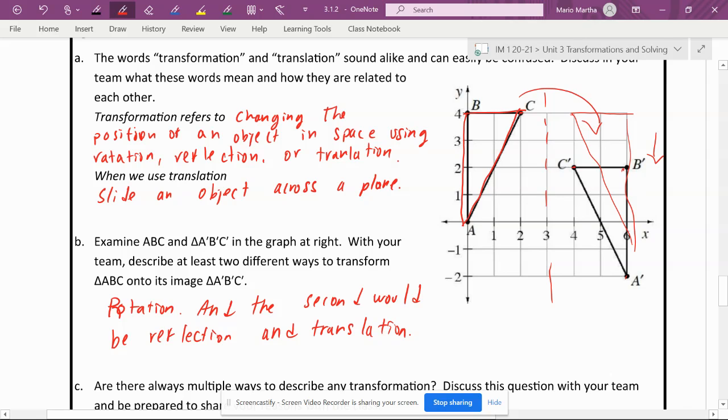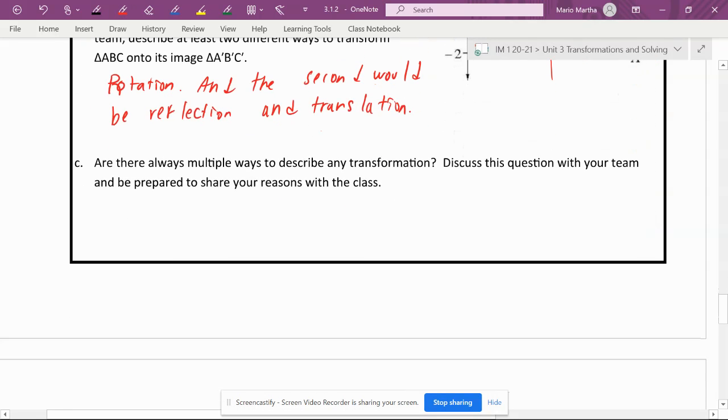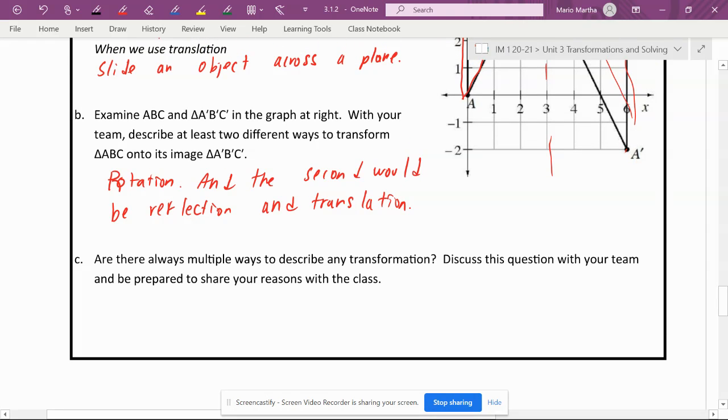All right. Are there multiple ways to describe any transformation? Discuss this question again. What do you think? Are there always multiple ways to describe any transformation? I would say yes, because if you notice, right now we just came up with two different ways to describe a transformation. So yes, there are different ways to describe a transformation.